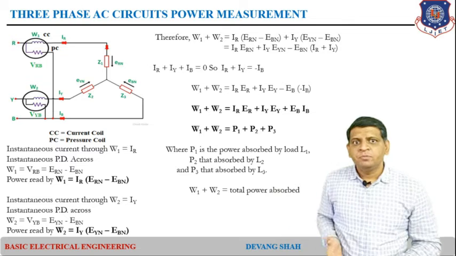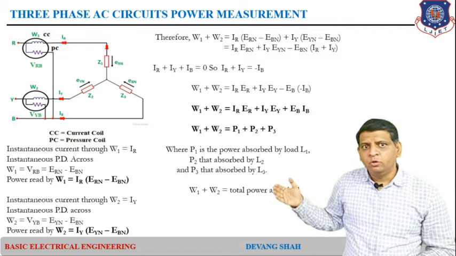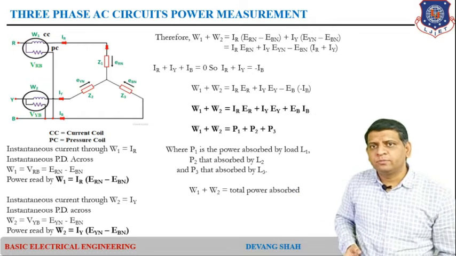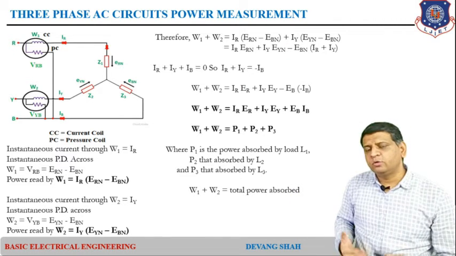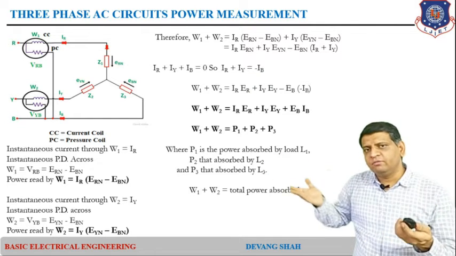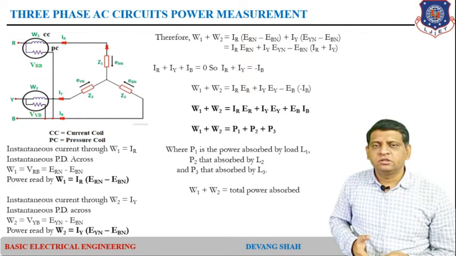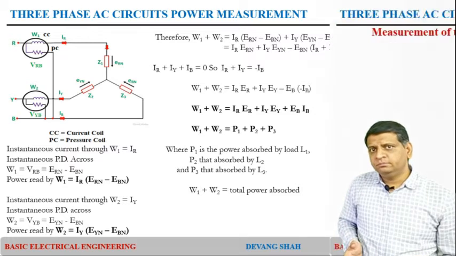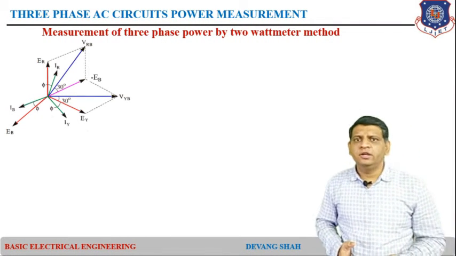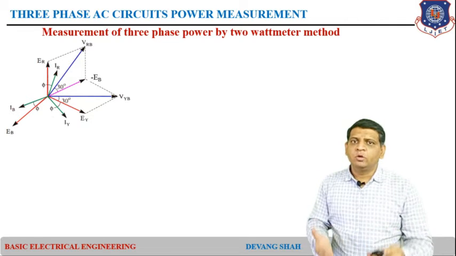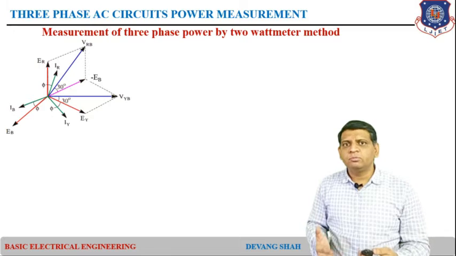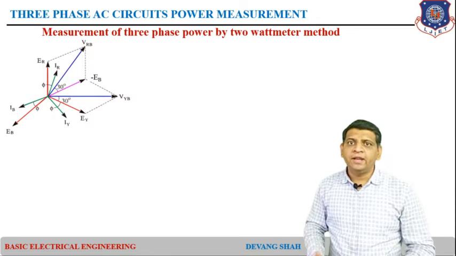Same way here, P1 is the power absorbed by load L1, P2 is the power absorbed by load L2, and P3 is the power absorbed by load L3. So, here my total power is nothing but W1 plus W2. Now, this is the same equation that we found using the 3 wattmeter method. Now, if we talk in terms of the phasor diagram, I am looking for 2 vector equations in terms of W1 and W2 to find the power factor.